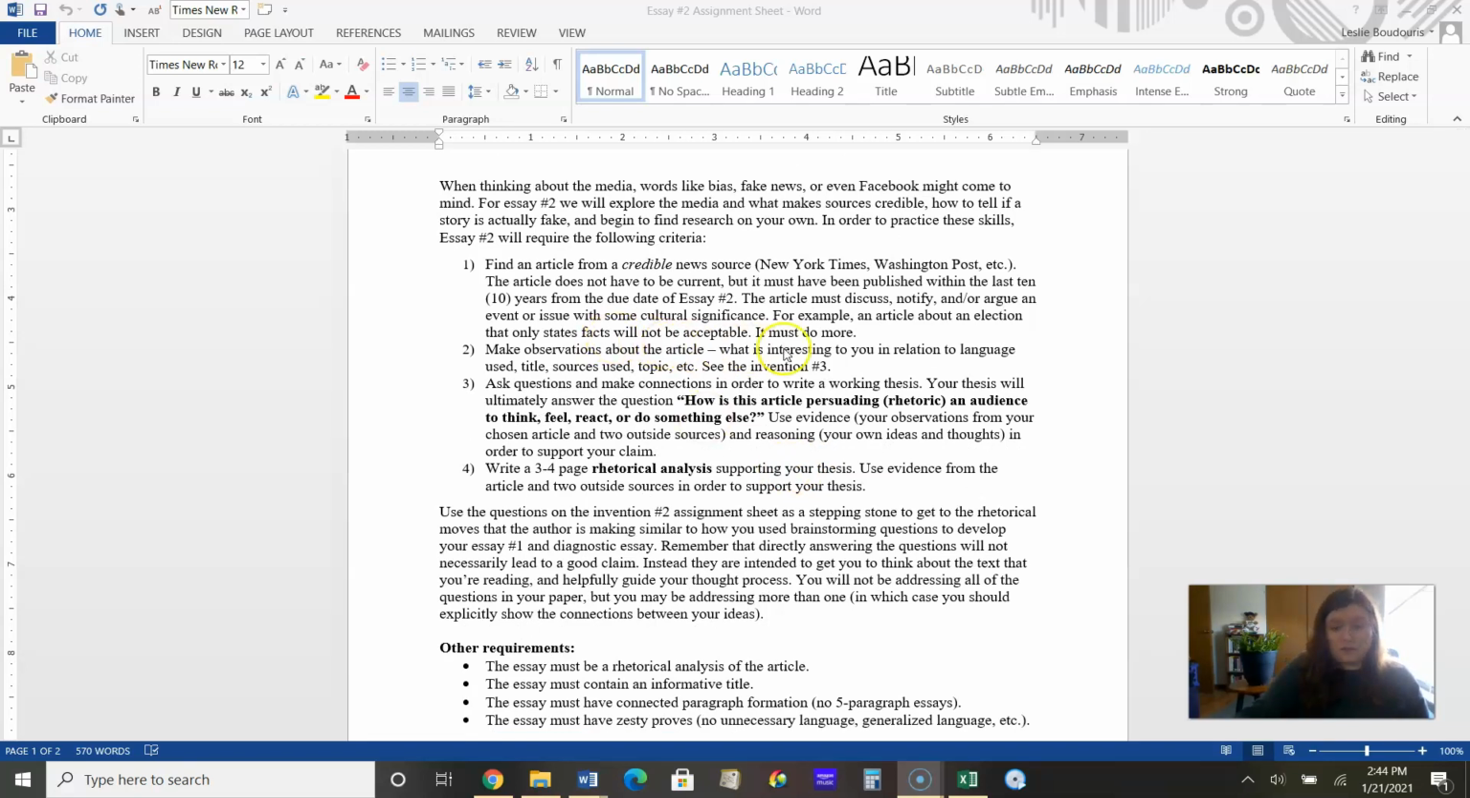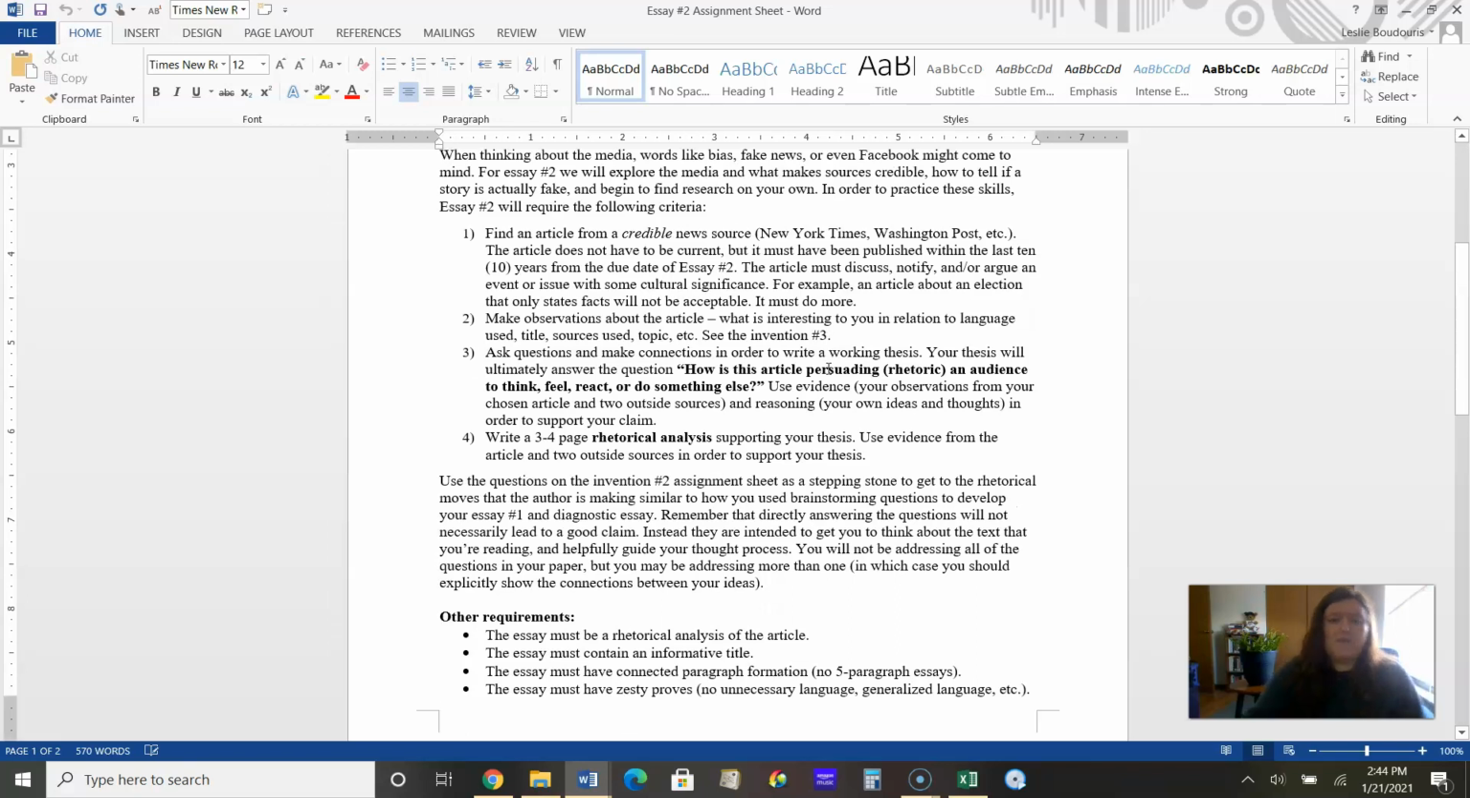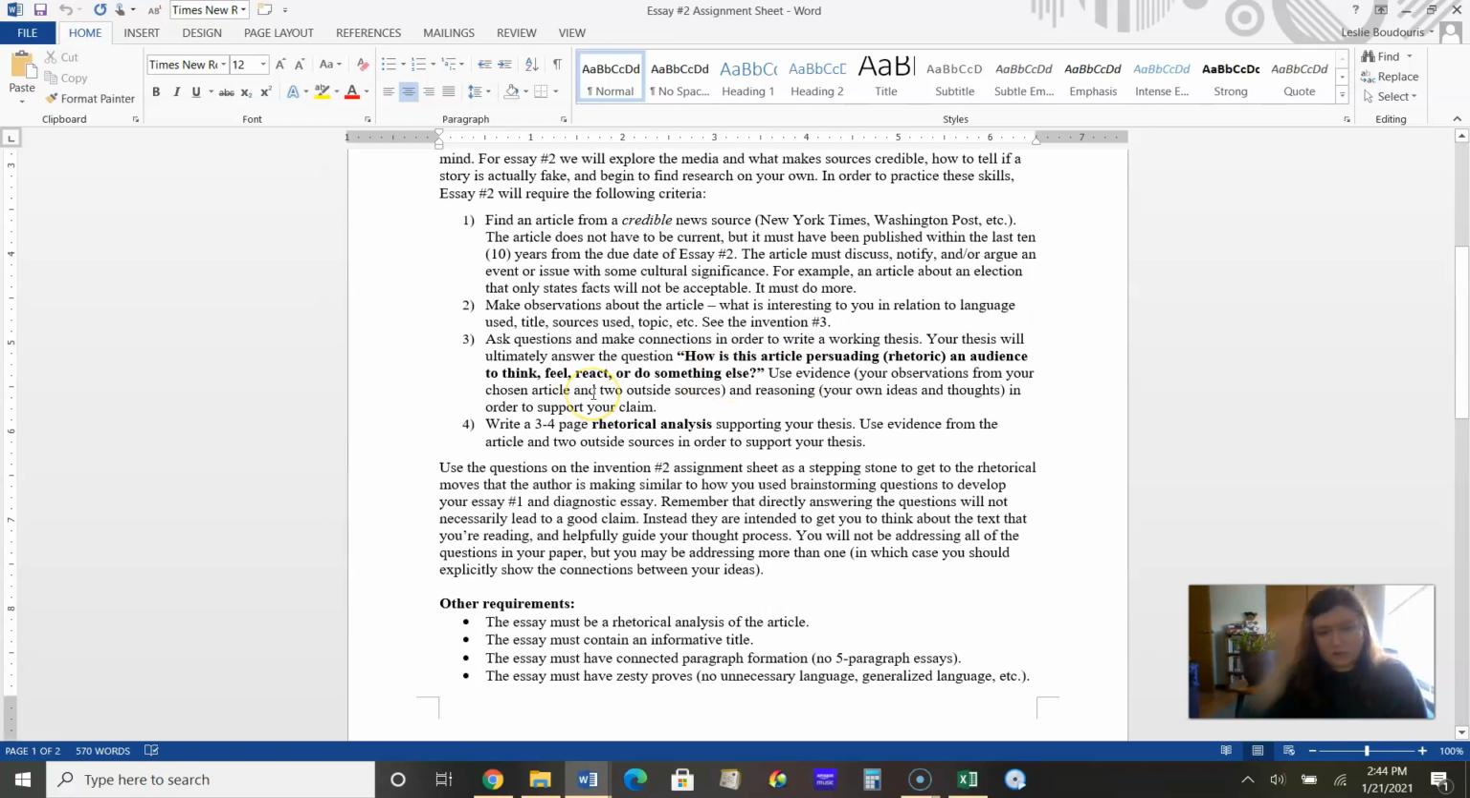Make observations about the article, what is interesting to you. I see it says invention number 3, and I need to change that. I mean the extra help assignment sheet, okay? Ask questions and make connections or write a working thesis. Every essay is going to require a thesis. The thesis will be your main claim that you're going to be supporting for the rest of the paper.